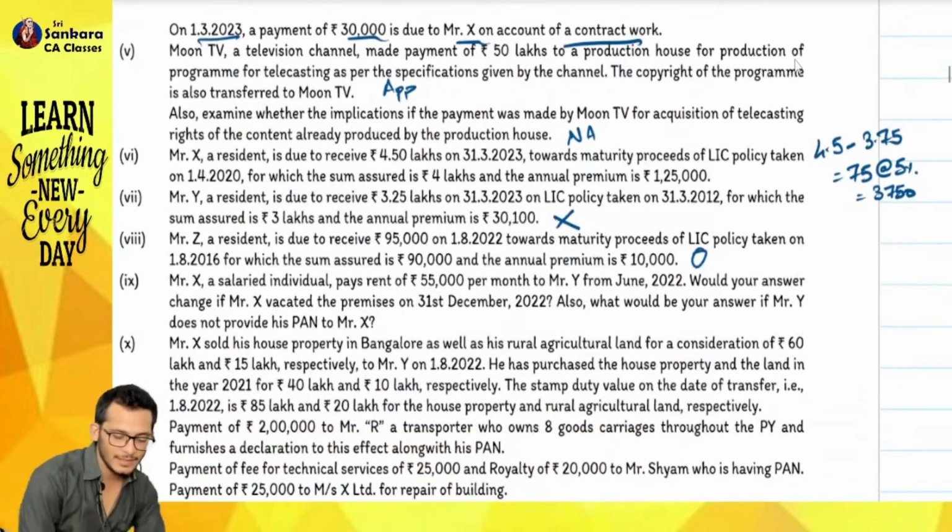Mr. X, salaried individual, pays a rent of 55,000 per month to Mr. Y from June 2022. Are you liable for TDS?